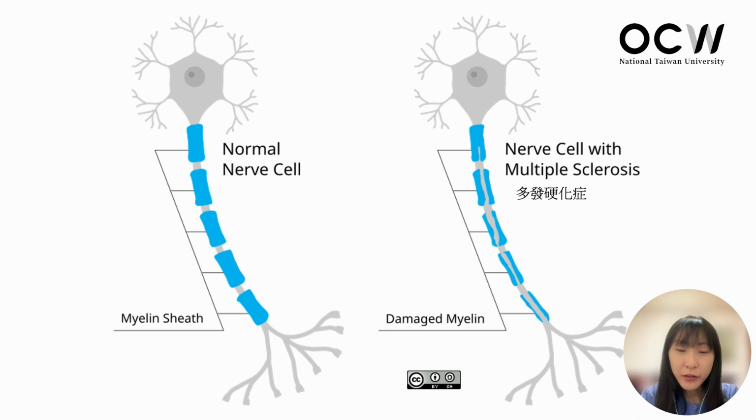Here's a diagram showing the difference between a normal nerve cell and a nerve cell with multiple sclerosis. So you can see that the myelin is damaged on the right side.